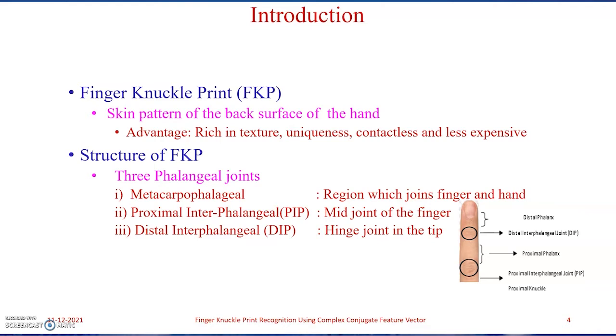It is a skin pattern of the back surface of the hand. The advantage of using this finger knuckle print is that it is rich in texture, unique, contactless and less expensive. The structure of the FKP is that on the back surface of the finger, we have three phalangeal joints: metacarpophalangeal, proximal interphalangeal and distal interphalangeal. The proximal interphalangeal can be called the major knuckle and the distal the minor knuckle. Here we have used the proximal interphalangeal for our research work.